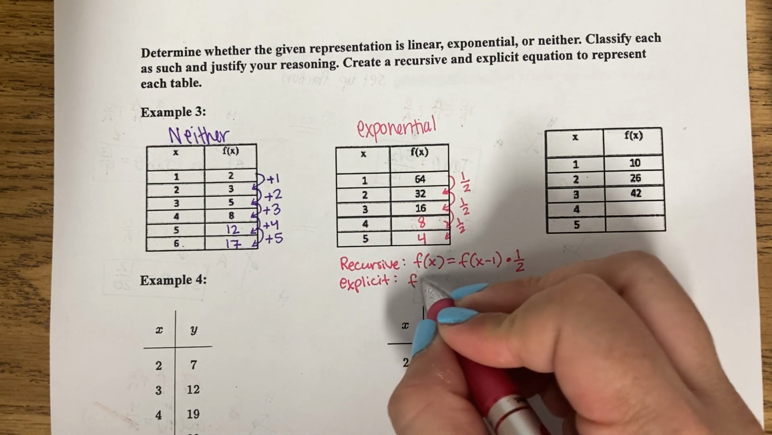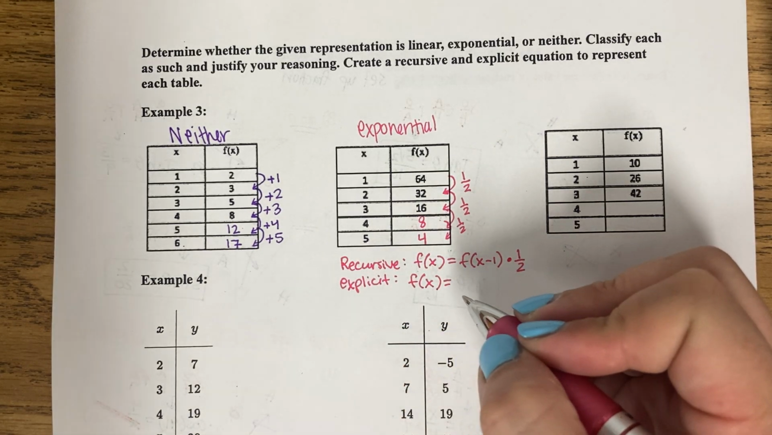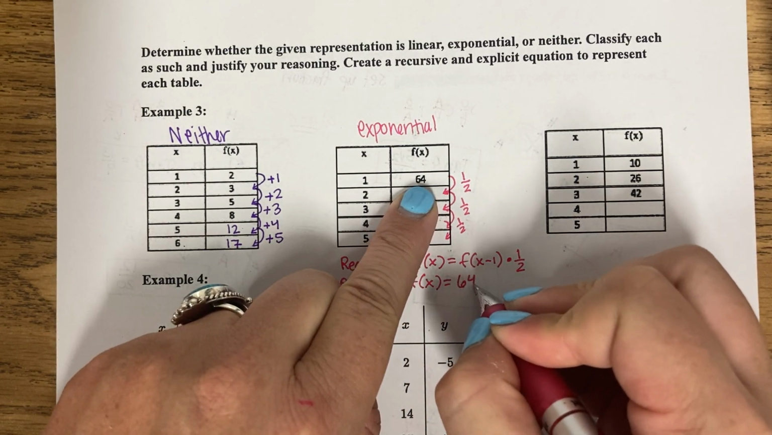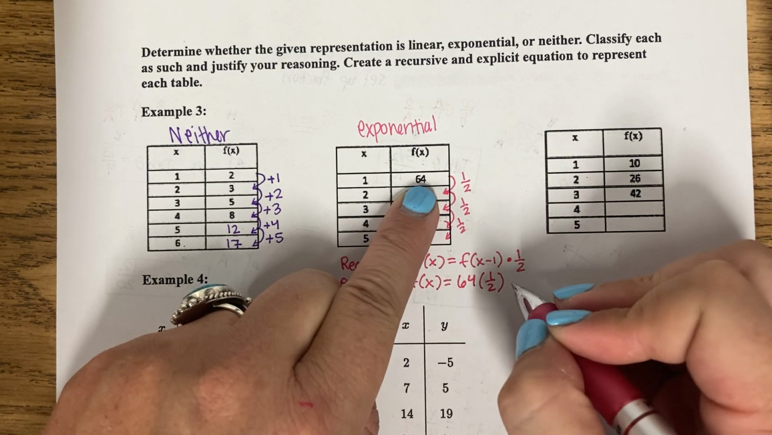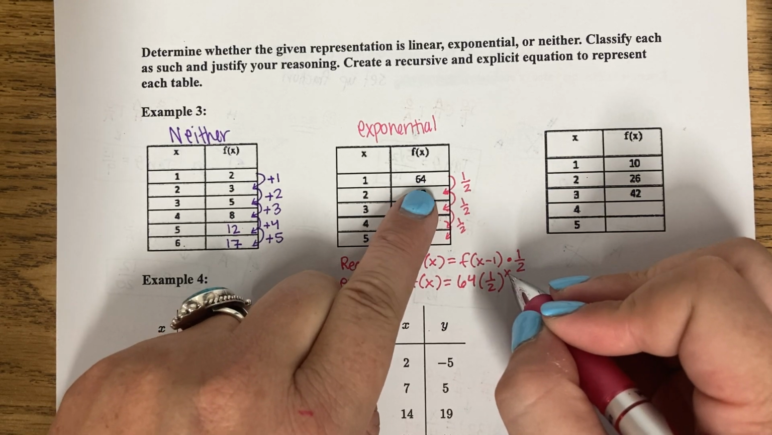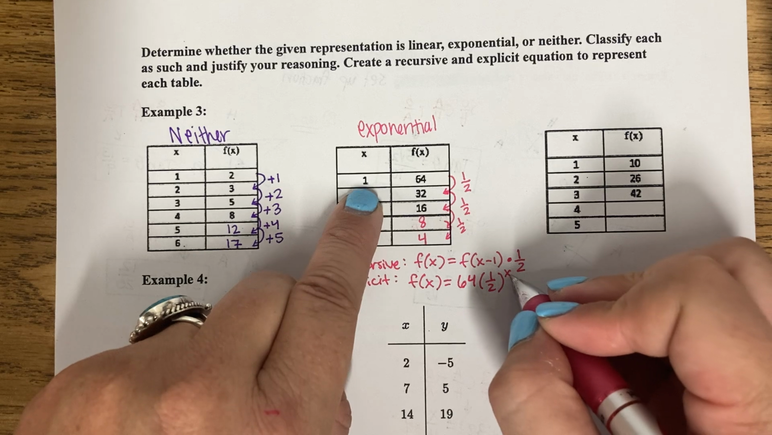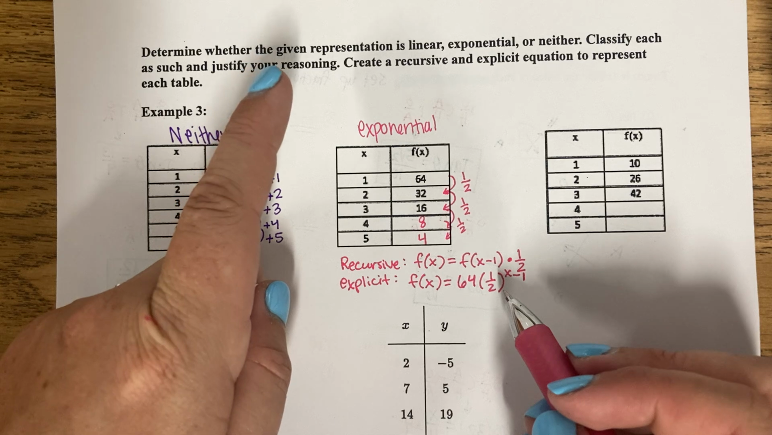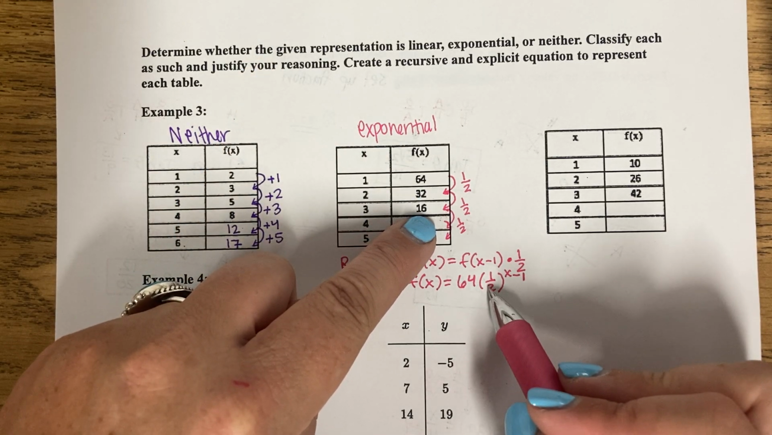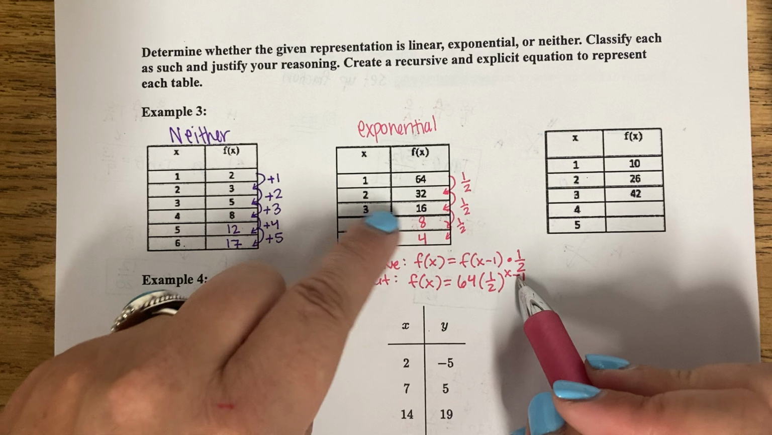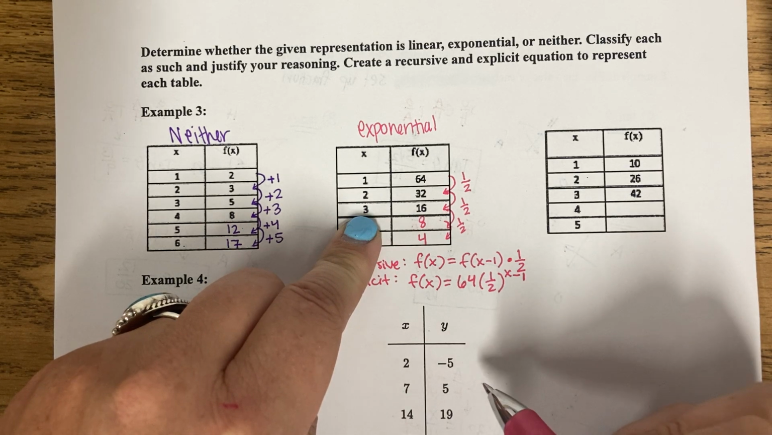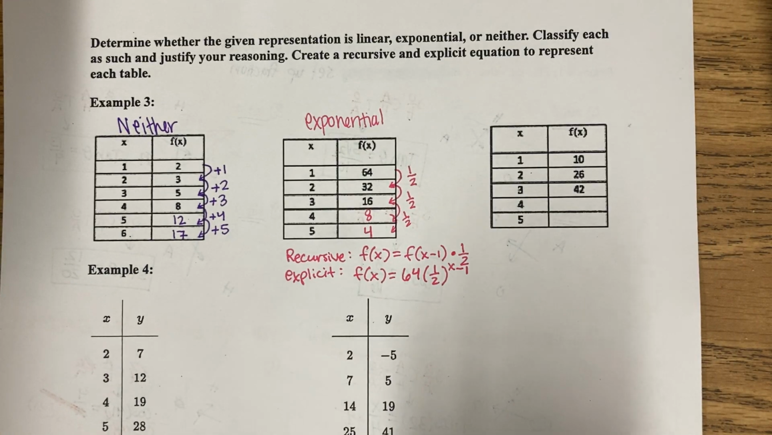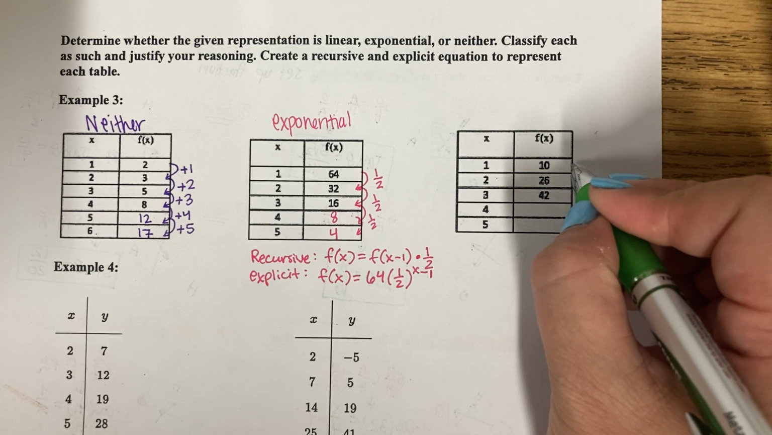For the explicit, I can pick a number, so I'm just going to use 64, and it's cutting it in half each time, and then I put a power of x, and because I use 64, I have to say x is minus 1. If I had used 16, cut in half, x would have to be minus 3 in the power. Hopefully these are looking a little familiar. All right, next one.